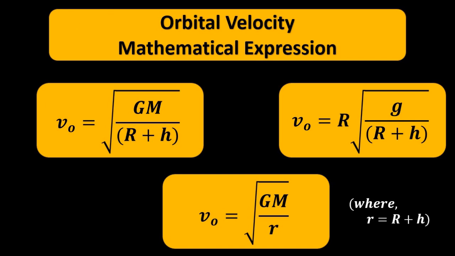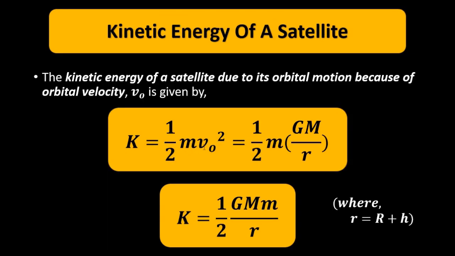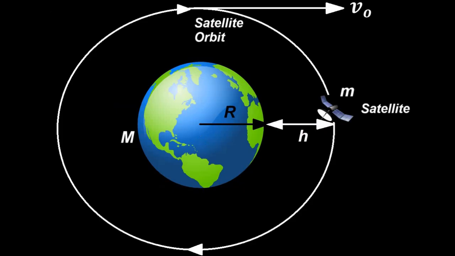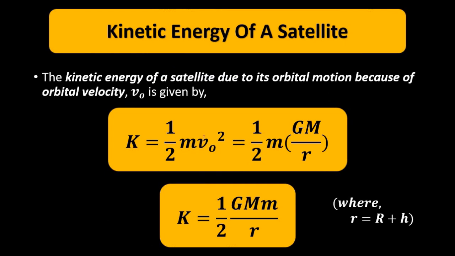In terms of small r, where small r is equal to capital R plus h, we can write it as this. V0 is equal to root over GM by r. Now we know kinetic energy is equal to 1/2 mv square, the velocity. So here the orbital velocity is there, so it will be equal to 1/2 mv0 square, where small m is the mass of this satellite and v0 is its orbital velocity.